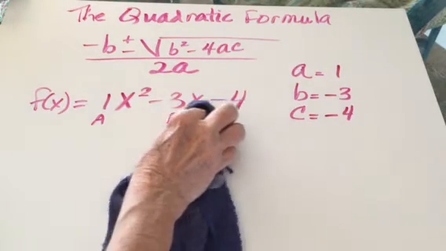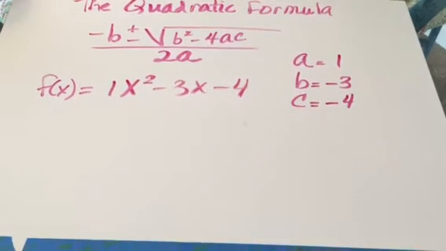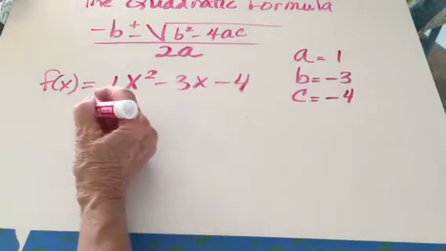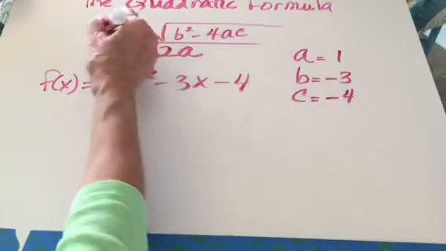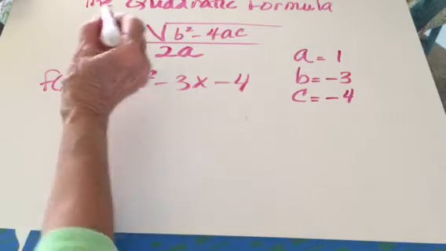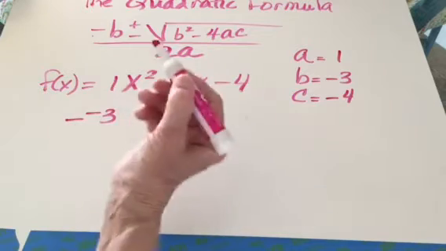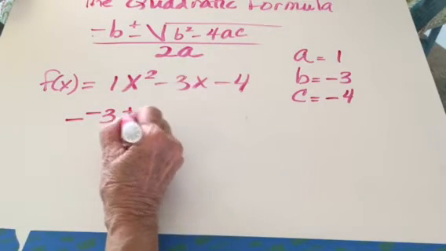All right, so here I'm going to begin this formula. I'm going to write the numbers. I'm just going to plug in numbers for this. So negative b means that I'm going to write negative 3. If you don't, you'll mess it up. Plus or minus.